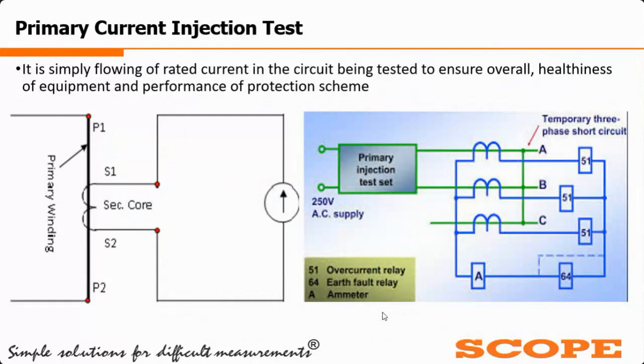However, the CT has a rating of 1000 by 1 ampere or 1000 by 5 ampere. In that case, we need to inject the rated current, that is 1000 ampere, from the primary side. Here you can see from P1 and P2 we need to inject 1000 ampere, and accordingly we should get 1 ampere or 5 ampere as per the CT secondary side rating. With that we can check the relationship between primary current and secondary current.